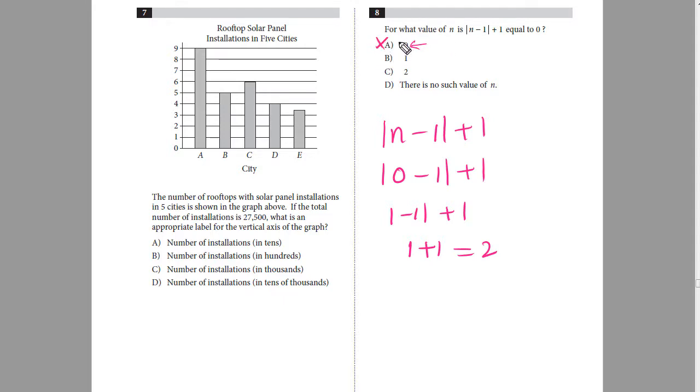Option A is incorrect. Now let's insert 1 in place of n. So I'll insert 1 over here. 1 minus 1 will be equal to 0. 0 plus 1 is equal to 1. So this also isn't equal to 0. So this option is also incorrect. Now let's put 2 in the value of n. So 2 minus 1 is 1, plus 1. So 1 plus 1 is 2. So this is also not equal to 0. So option D is the correct option for question number 8.